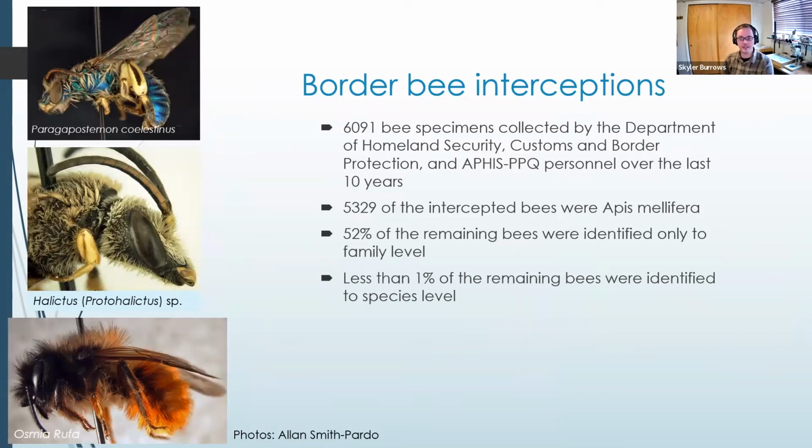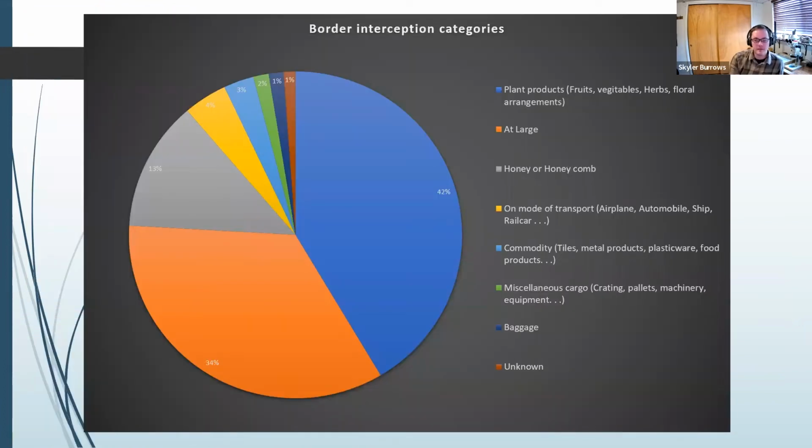For the border interceptions, 6,000 bees were intercepted. Most of them were honeybees, but most of what was left, at least at the time we started our project, was not identified to species level. And that's sort of what encouraged us to start creating these guides so that more people could identify bees as they collect them. How they're coming in, most of it by far is on plant products.